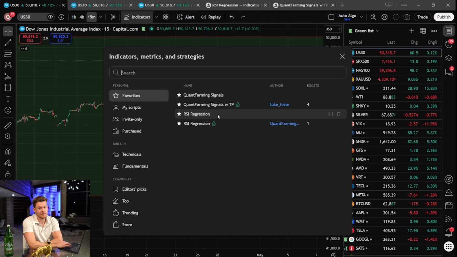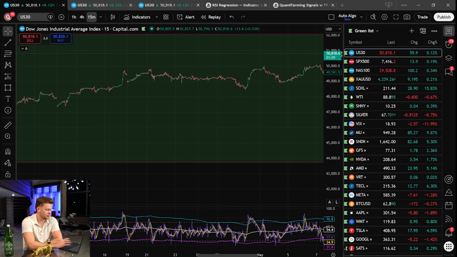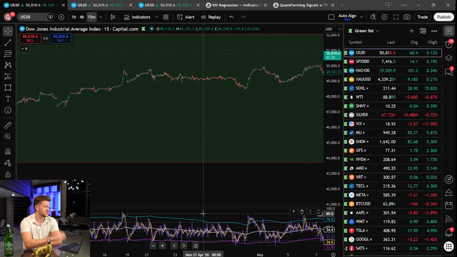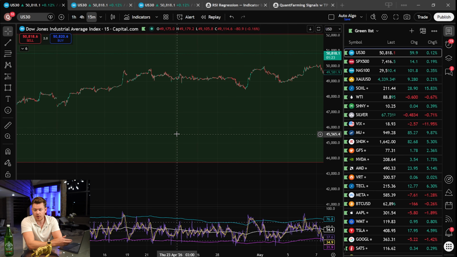Now this is my quant farming RSI regression. I built this. It's utilized in a lot of my different algorithms, but I'm going to go ahead and just walk you guys through it. Now I personally like this RSI regression better than just using a standard relative strength RSI. I personally love the RSI. I think the RSI is great.